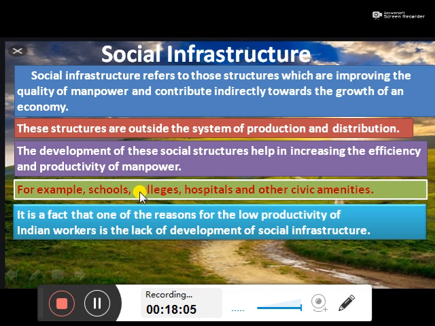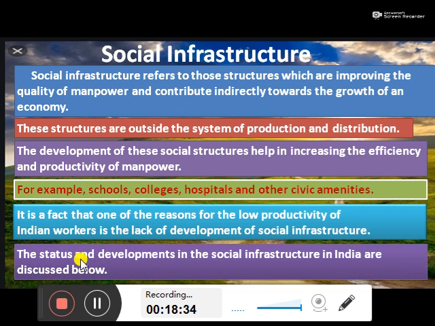So far we discussed how social infrastructure helps to develop the economy. But in the case of India, even now some remote villages, rural people and forest areas are lacking social infrastructure. That's why even now India belongs to the developing stage. We are not able to attain developed economic status. The status and development of social infrastructure in India are discussed below.